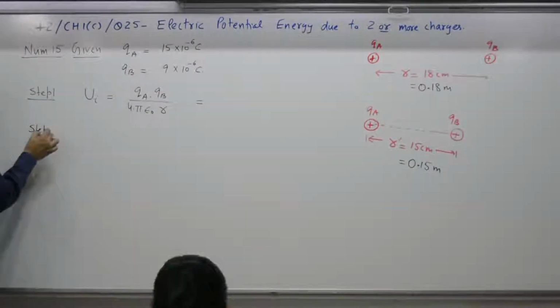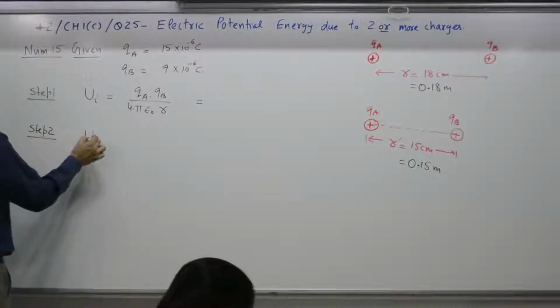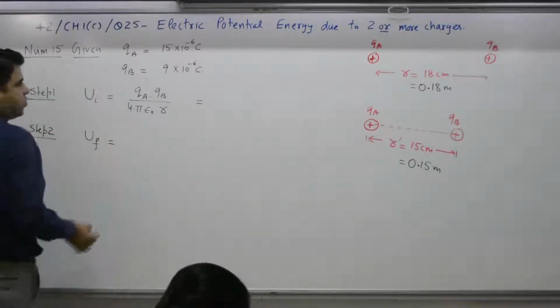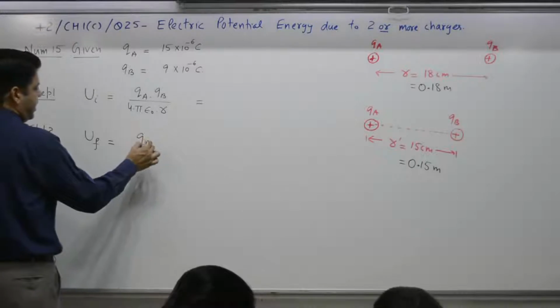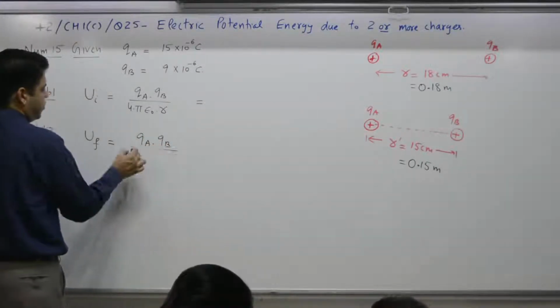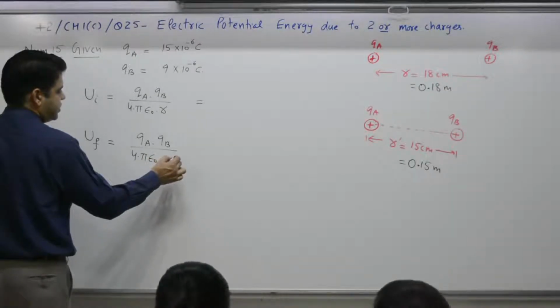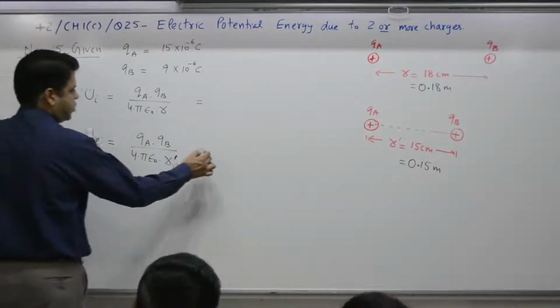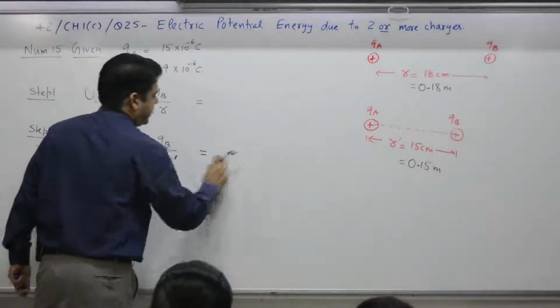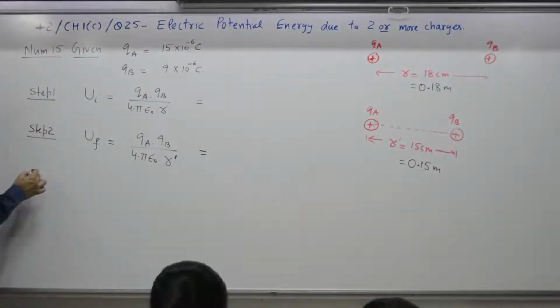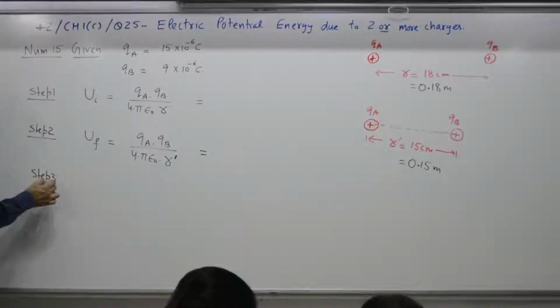Step 2. Final energy is equal to what? QA QB over 4 pi epsilon naught R dash. You solve and write it here. Anyone? Change in potential energy.